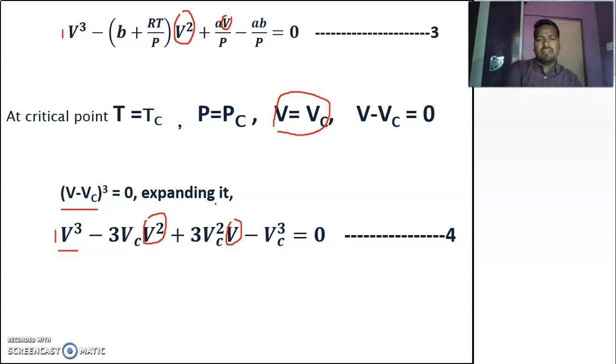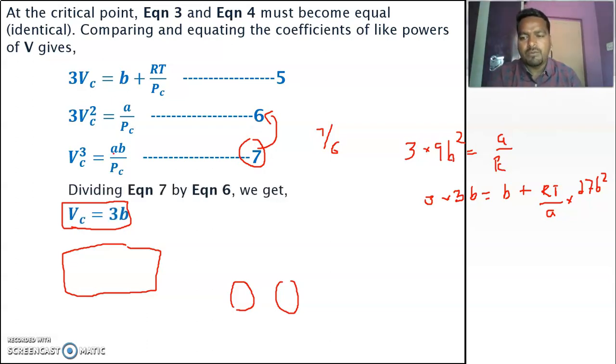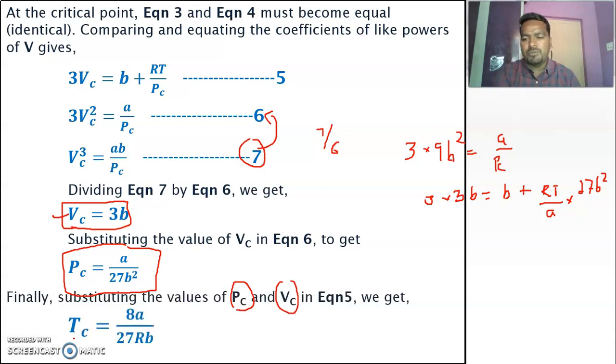Then you must equate the coefficients of this cubic equation. So you are going to get equations 5, 6 and 7. Then you divide equation 7 by 6, so you will get the value of Vc, critical volume. If you substitute the value of Vc in equation 6, you will get critical pressure. If you substitute the values of both Vc and PC, you will get the equation for critical temperature. So this is how we can derive the equations of critical constants by using the van der Waals equation.